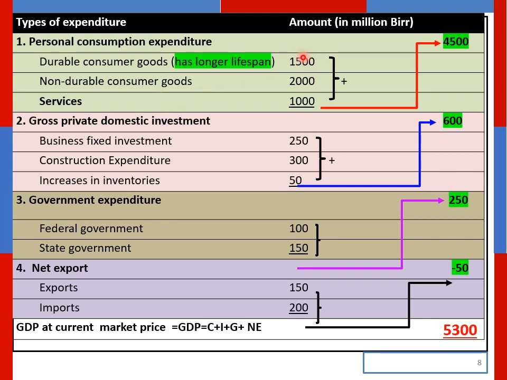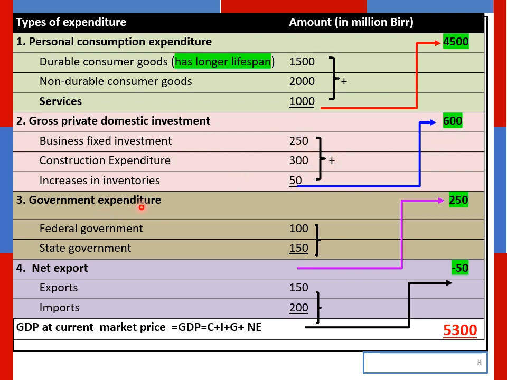When you sum up those numbers, you can get this number again. Gross private domestic investment. The investment can be business fixed investment, construction expenditure, increase in inventories. These are the elements of gross private domestic investment. Again, when you add those numbers, you can get this number.